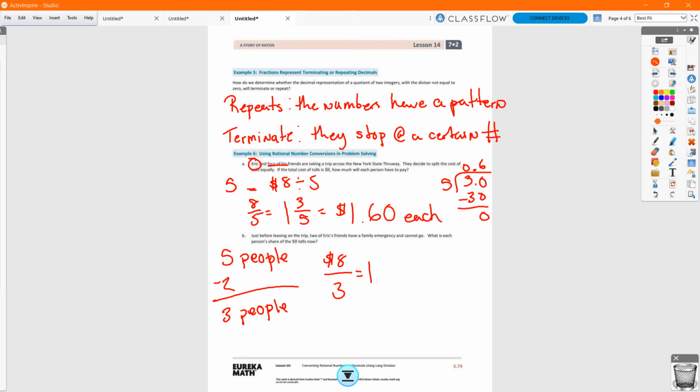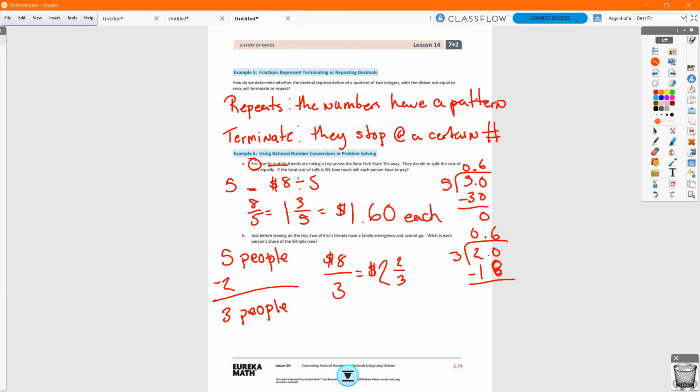3 can go into 8 how many times? 3 can go into 8 2 times, so that's $2 and something per person. If 3 can go into 8 2 times, 3 times 2 is 6. That leaves me 2/3. Now, if I want to do 2 divided by 3, I can add a decimal and make it 3 into 20. 3 goes into 20 6 times. 6 times 3 is 18.